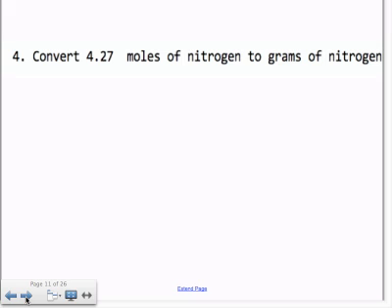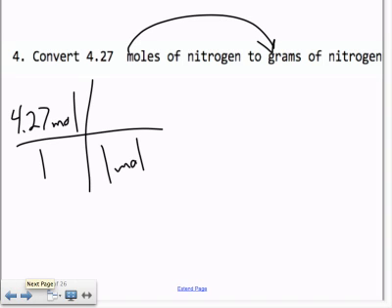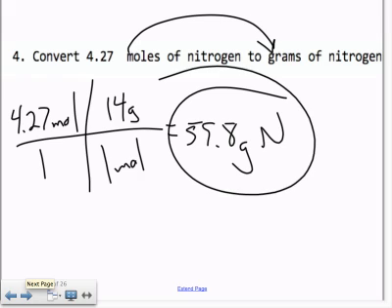4.27 moles of nitrogen to grams. So now we're doing molar mass problems here. We've got 4.27 moles. And 1 mole of nitrogen, look it up on the periodic table. Nitrogen has a molar mass of 14 grams. So we just have to do 4.27 times 14, which is 59.8 grams of nitrogen. Done.